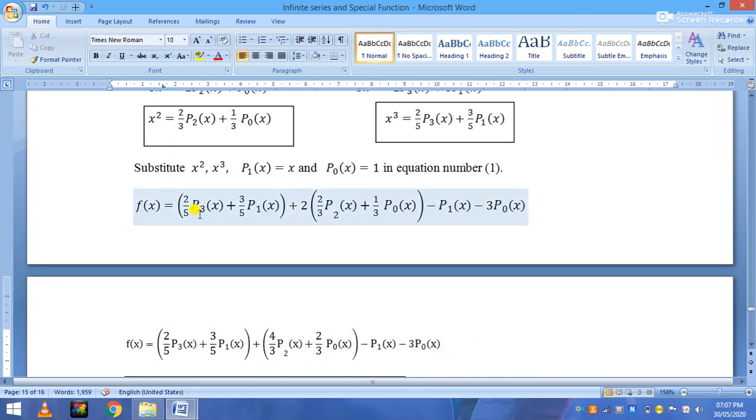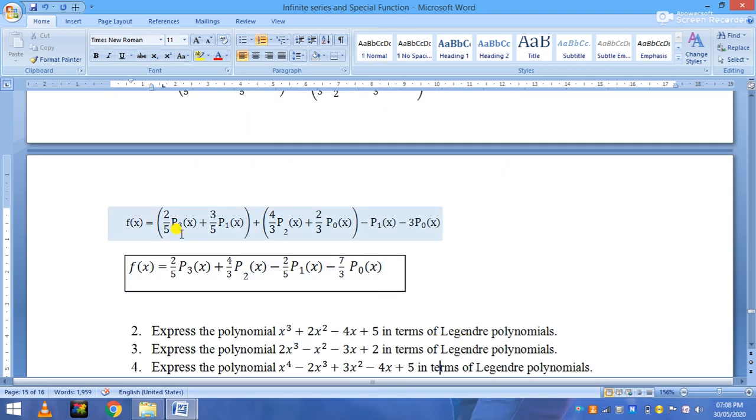f of x equal to, it is x cube, 2 by 5 into P3 of x plus 3 by 5 into P1 of x, plus 2 into 2 by 3 into P2 of x plus 1 by 3 into P0 of x, minus P1 of x minus 3 P0 of x. Next, separate the terms like that, P3 one side, P1 one side, P2 one side, P0 one side. So here multiply 2 inside the first bracket as it is, 2 by 5 into P3 plus 3 by 5 into P1 plus 2 into 2 by 3, that is 4 by 3 into P2 plus 2 into 1 by 3, that is 2 by 3 into P0, minus P1 of x minus 3 P0 of x. It is as it is.